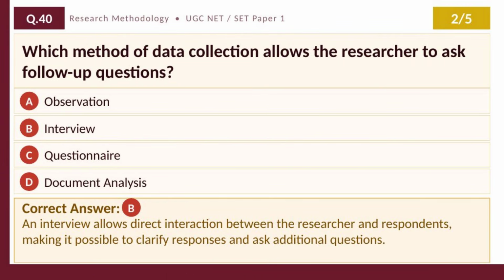Which data collection method allows the researcher to ask immediate follow-up questions? The interview. Through direct, interpersonal communication, interviews provide researchers the flexibility to probe deeper, clarify ambiguous responses, and gather richer, nuanced qualitative insights that structured questionnaires simply cannot capture on their own.